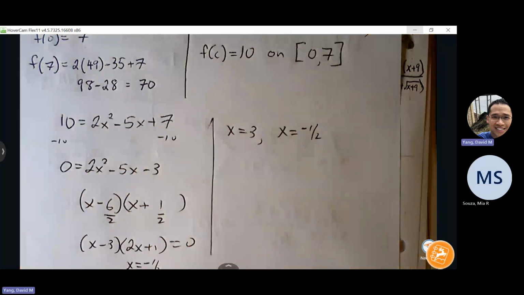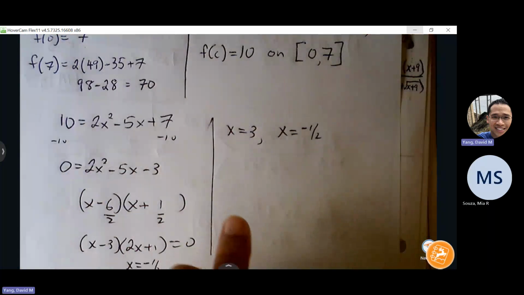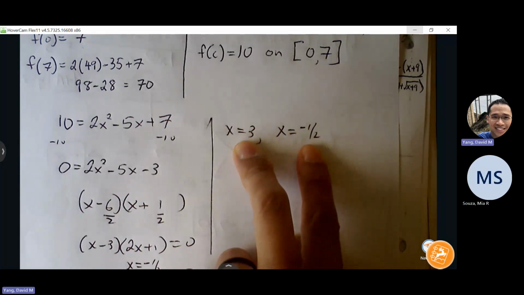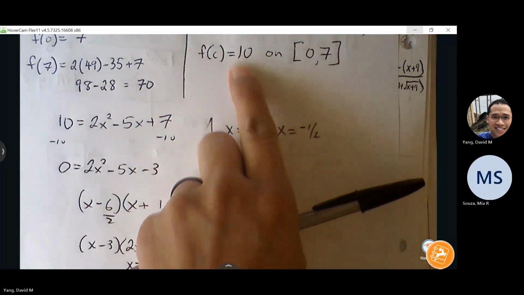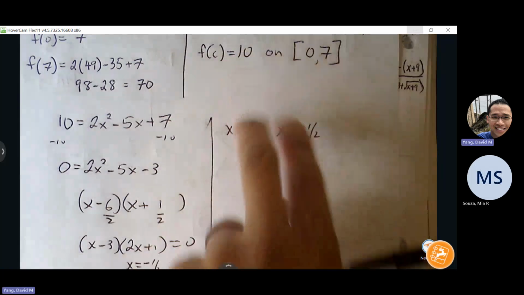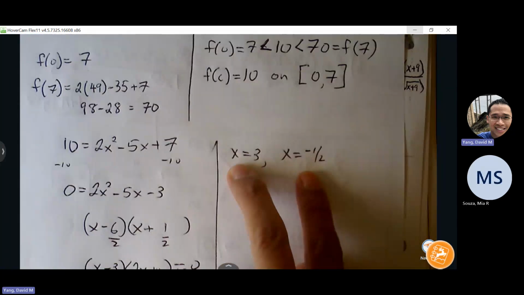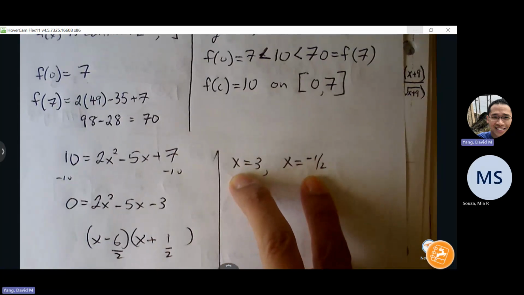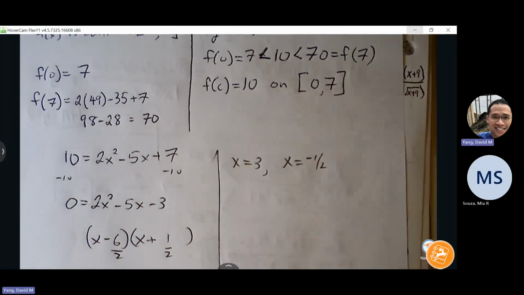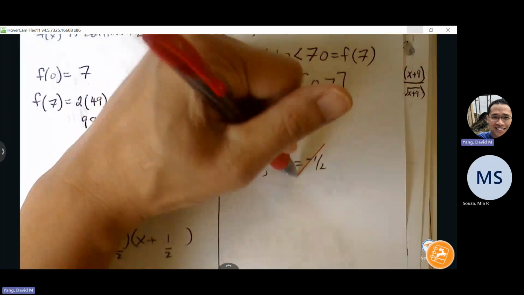That's okay, right? Well, these are x values. So there's two places where the graph is actually going to hit 10. These are the two ordered pairs, (3, 10) and (-1/2, 10). But are both of these in the interval that we care about? Oh, no. We only care from 0 to 7. So which one is out? -1/2, that's out.